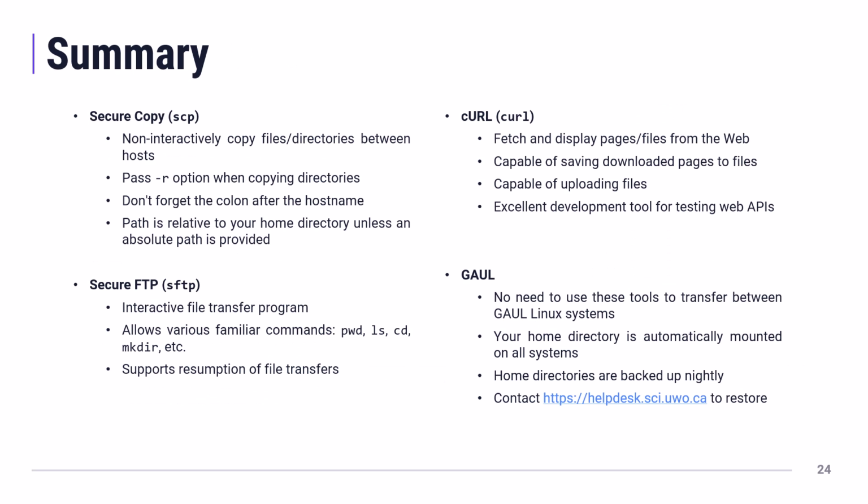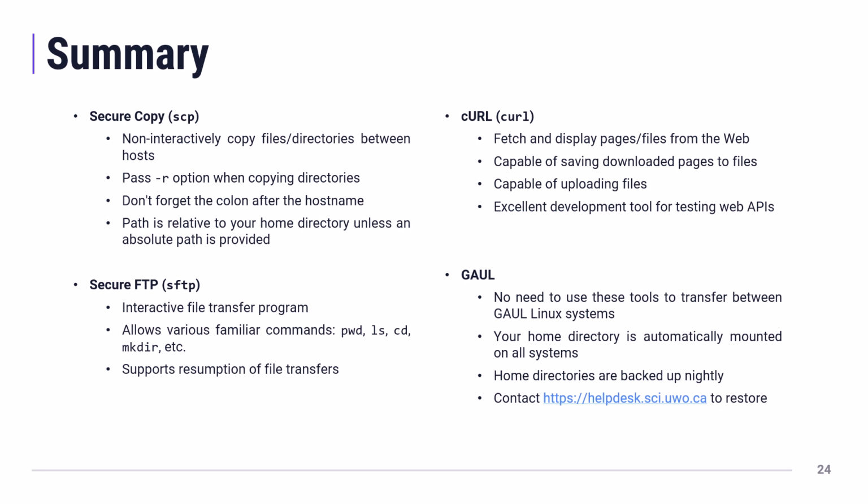We've seen the SCP command, secure copy, a non-interactive way to copy files and directories between hosts. We saw that you have to pass the -r option, recursive, when you're copying directories. And of course, do not forget the colon after the host name. Otherwise, it will just act as the cp command and do a local copy. And of course, if you do not provide an absolute path, then the path that you specify after the colon is relative to your home directory.